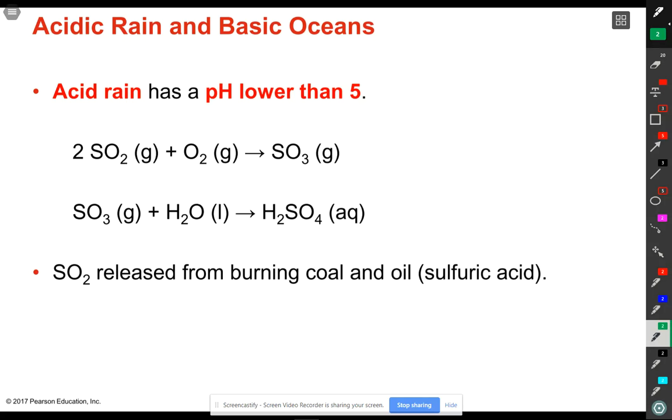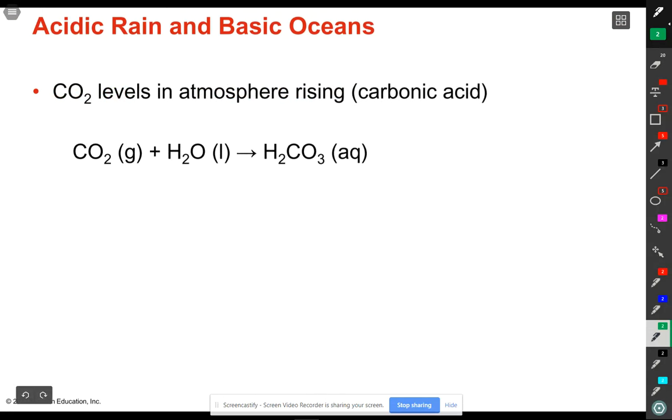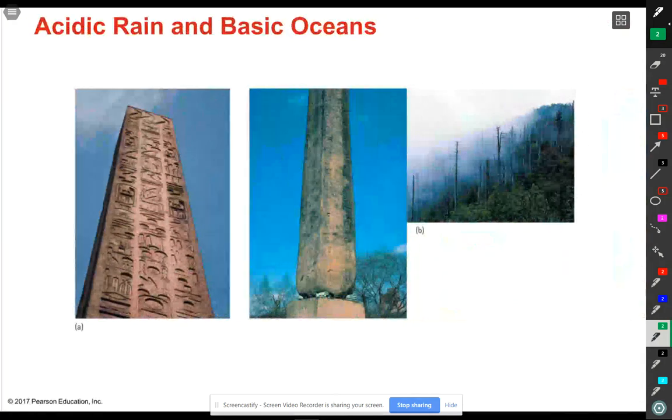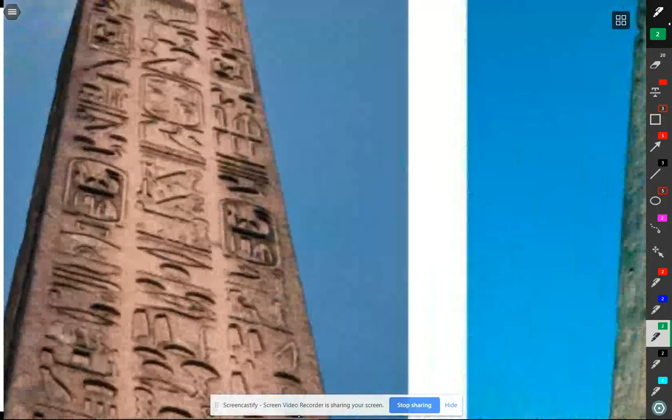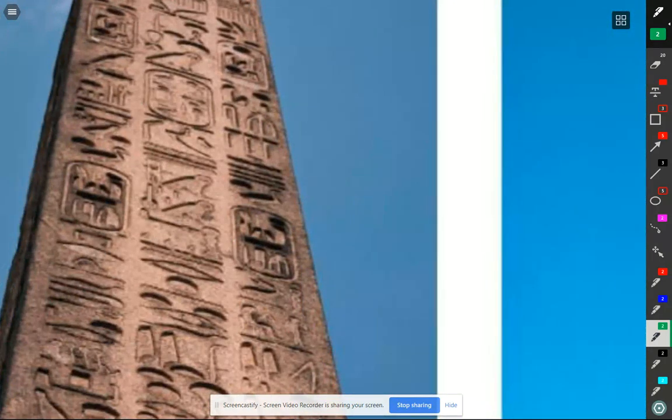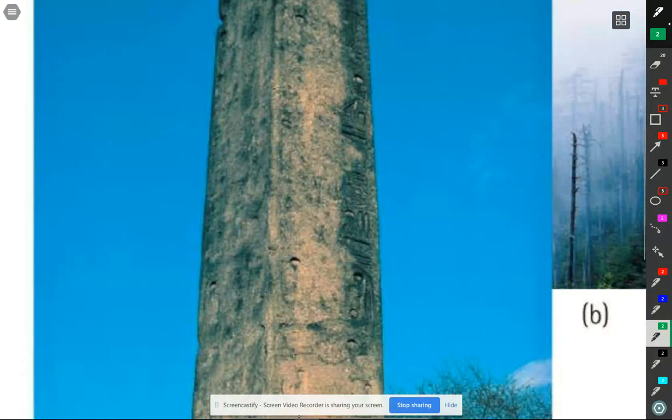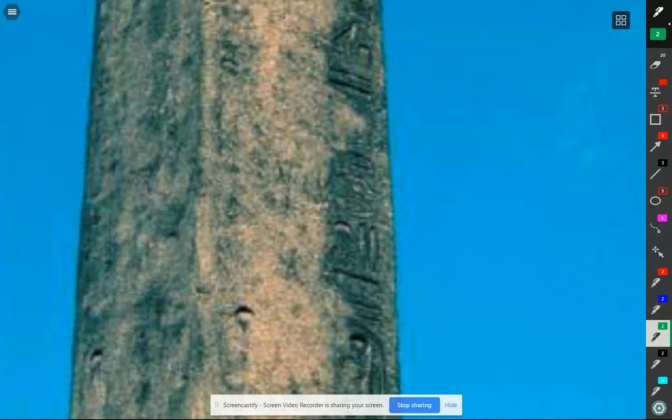So I have another slide here for another reaction, one that is probably more of a concern today to most people. Rising atmospheric carbon dioxide levels produces carbonic acid. So that's another way you can have some acid in your rain. But here's an example of, I was going to say totem pole, but that looks more like hieroglyphs, doesn't it? And what happens over time because that rock has been dissolved.